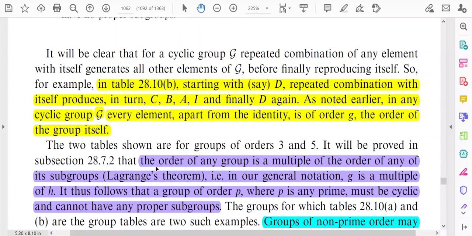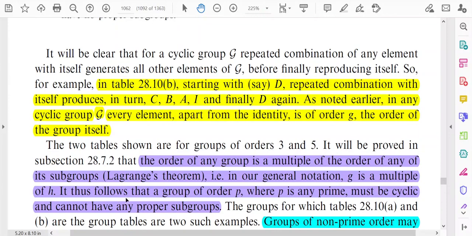But we have to keep in mind that the order of any group is a multiple of the order of any of its subgroups. That is, in our general notation, if small g is the order of the bigger group capital G, and it has a subgroup of order small h, then small g should be an integral multiple of small h.